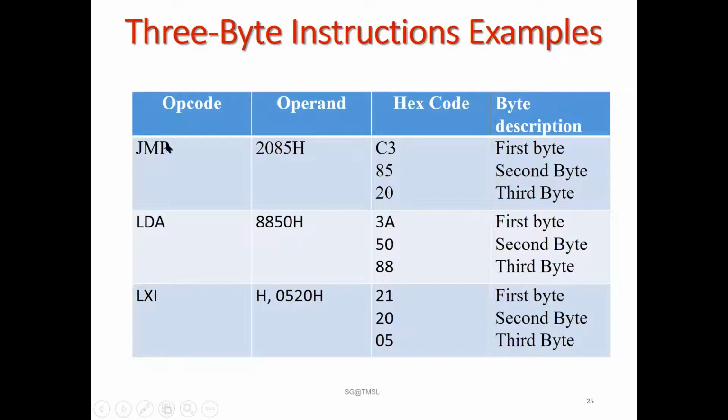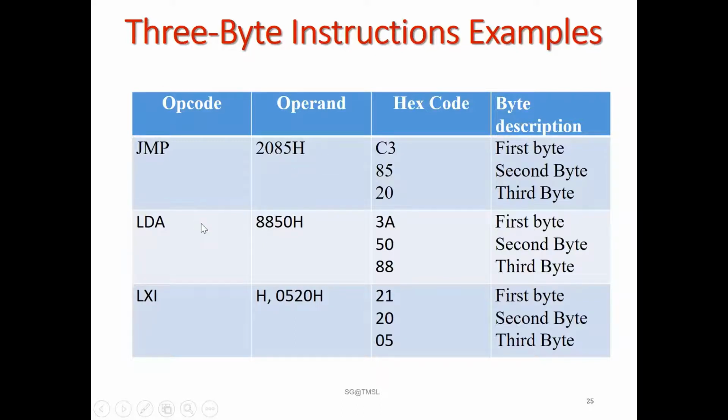So the machine code for jump is C3. Then 2085: any 16-bit number will be entered in the 8085 microprocessor in reverse order. The lower 8-bit will be processed first, then the upper 8-bit. That's why 2085 will be entered into the corresponding memory locations in reverse order: 85 will be processed first, then 20.